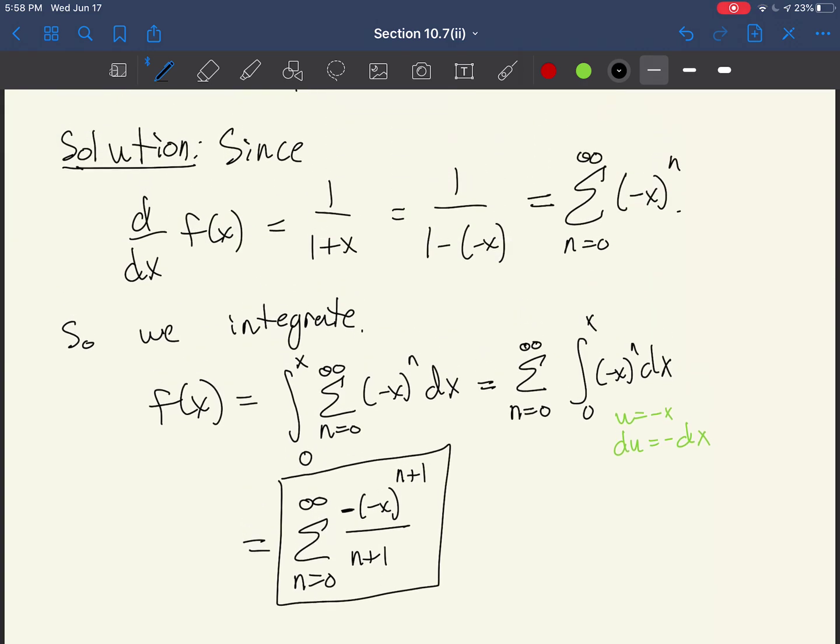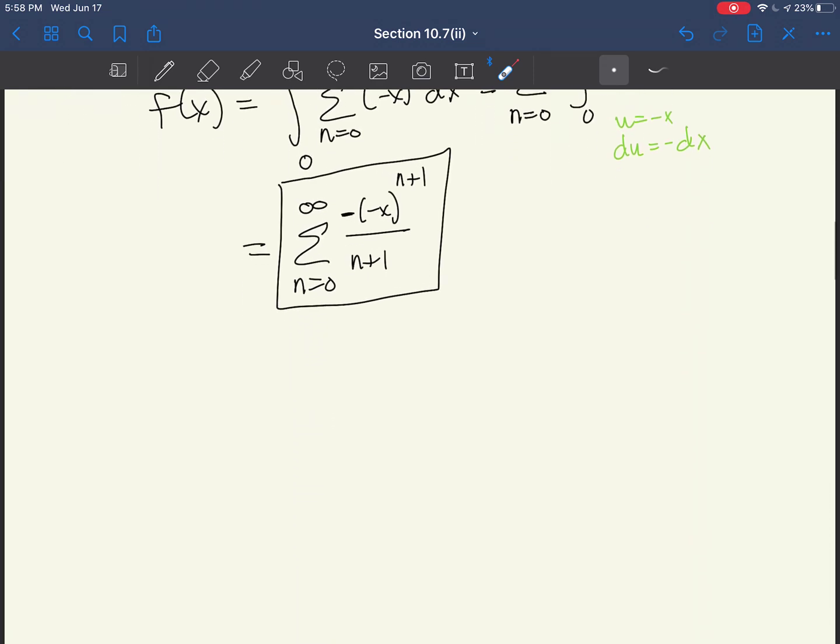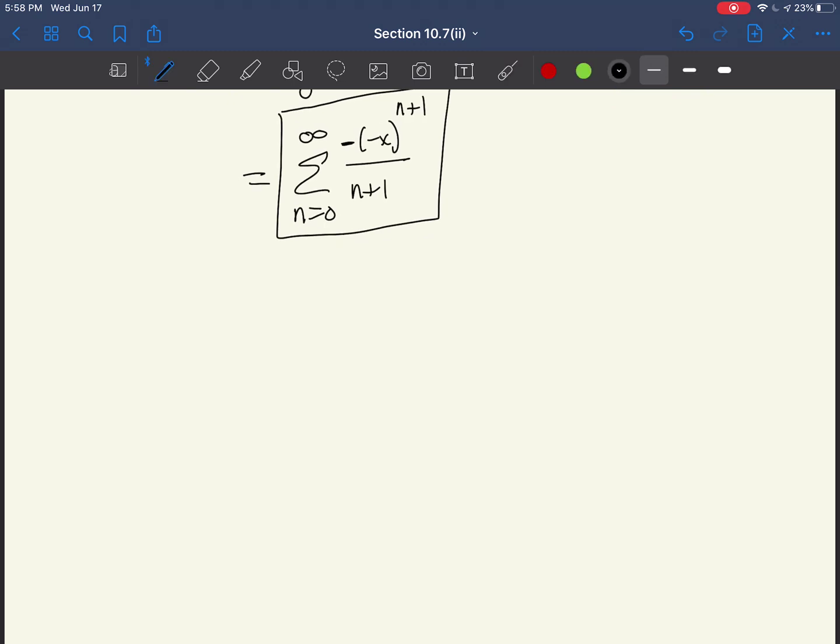And we know that this also converges for the absolute value of x less than 1, because that is what the interval of convergence is for 1 over 1 plus x, because that is what the interval of convergence is for 1 over 1 minus x, when you replace x with a negative x.